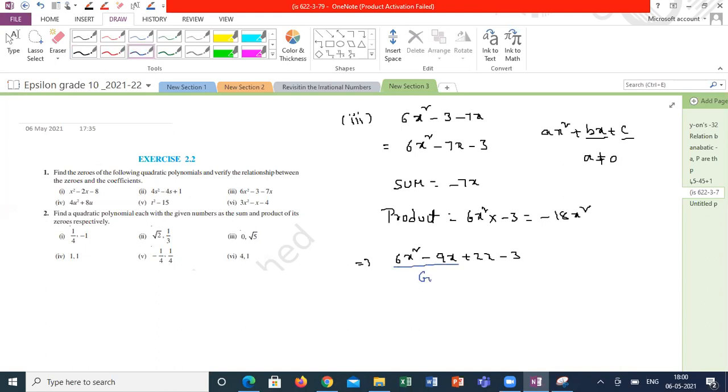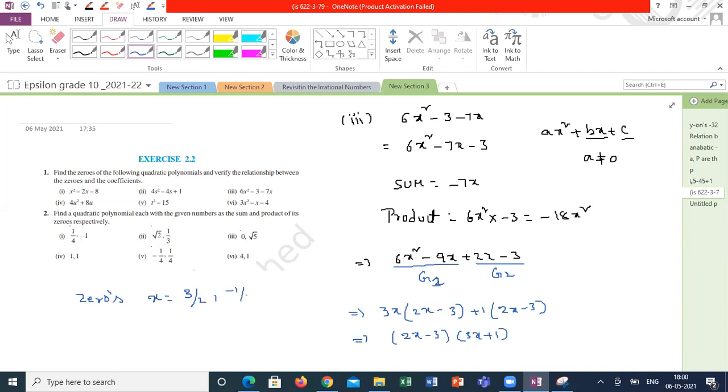So this is my group 1. This is my group 2. From the first group, if I am taking 3x common, 2x minus 3, plus 1 common, 2x minus 3. From here, 2x minus 3 into 3x plus 1. So the zeros are, anyone can say what are the zeros? x is equal to 3 by 2 comma minus 1 by 3. Minus 1 by 3, sir.